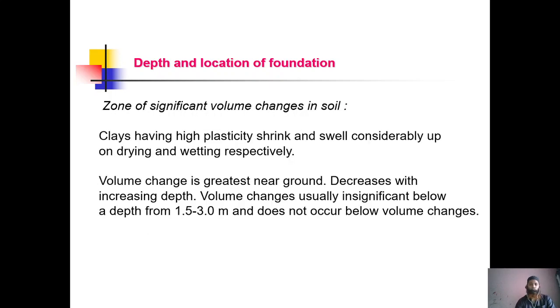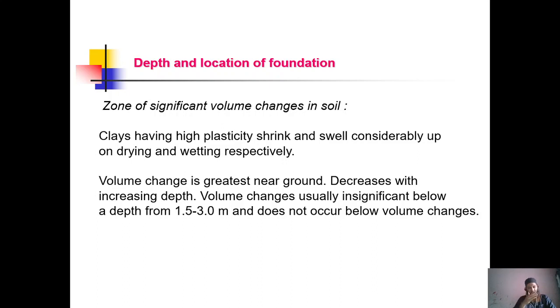Let us see here, zone of significant volume changes in soil. What does that mean? Clays have high plasticity, and shrink and swell considerably on drying and wetting respectively. So these clays change considerably in drying and wetting. Volume changes are greatest near the ground and decrease with increasing depth. Volume changes are usually insignificant below a depth of 1.5 to 3 meters and do not occur below that.